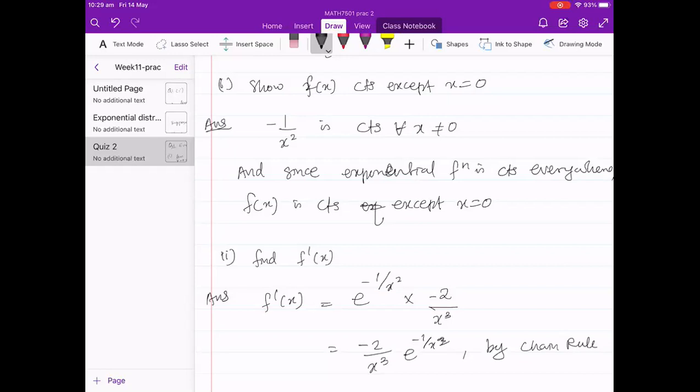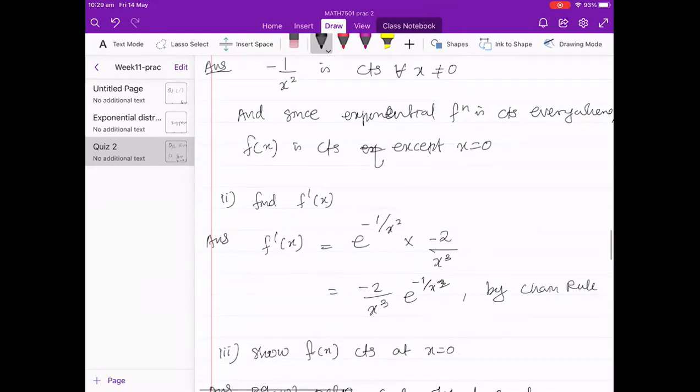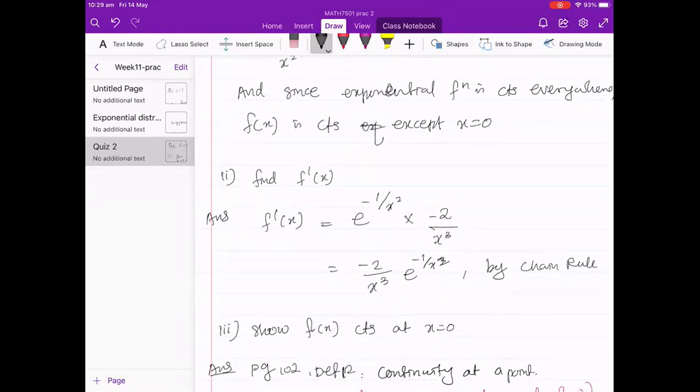The second part of the question is to calculate f dash x for each x not equal to 0. This is by using the chain rule. You can compute this as minus 2 over x cubed times e to the power minus 1 over x squared. Is that clear?